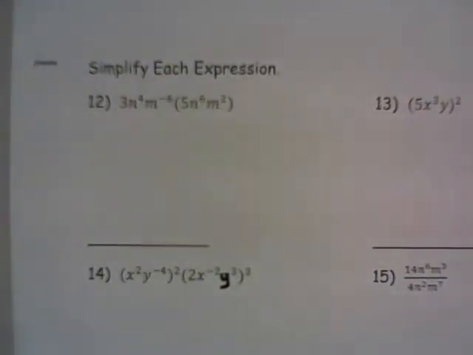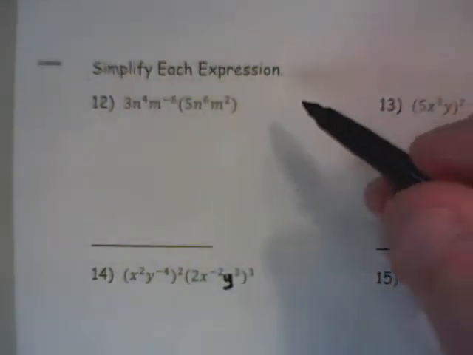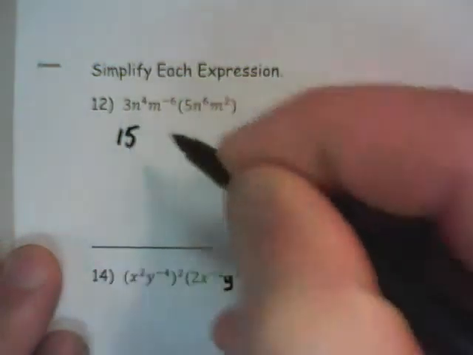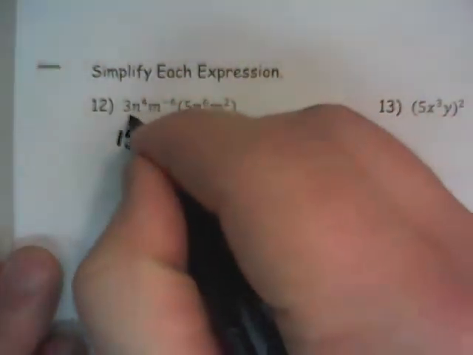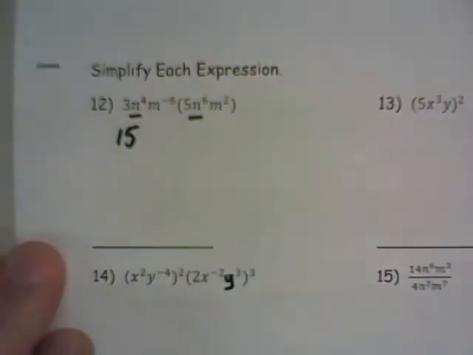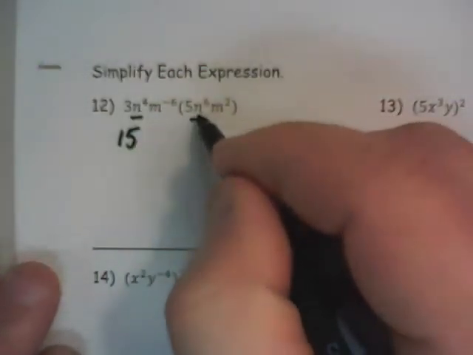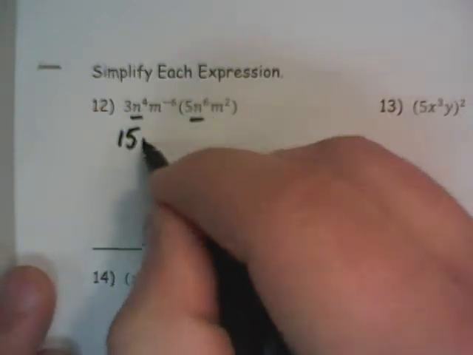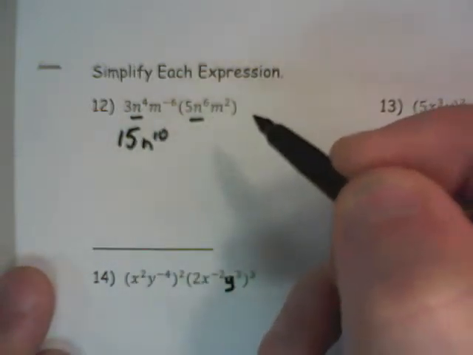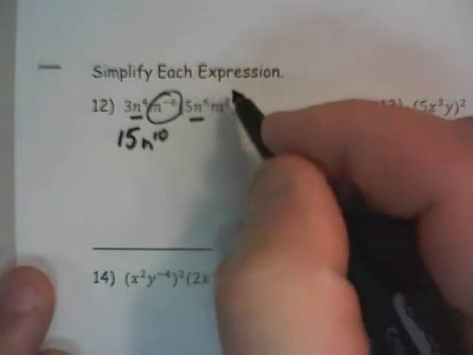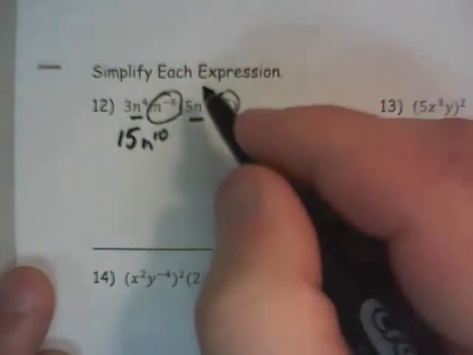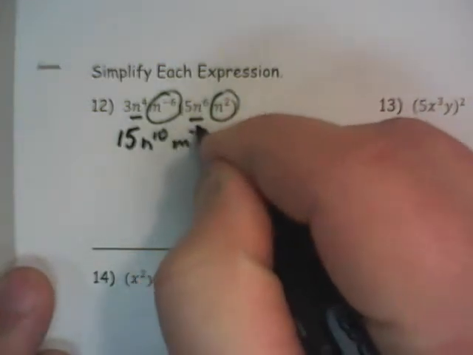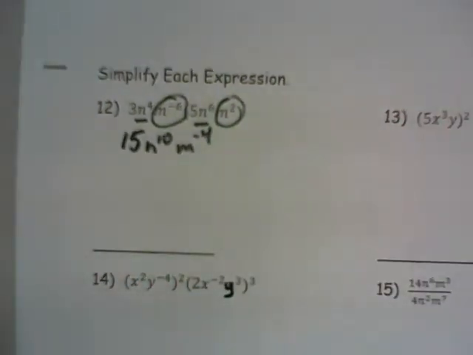So if we take a look at number 12, we're going to start by multiplying the numbers that we can multiply together. Like, for example, 3 times 5, we know that that is 15. But then we can also take n to the 4th times n to the 6th. When we multiply things that have like bases, we simply add the exponents. So that's n to the 10th. And then we have m to the negative 6th and m to the 2nd. When we multiply those together, we add those exponents. That's going to be m to the negative 4th power.